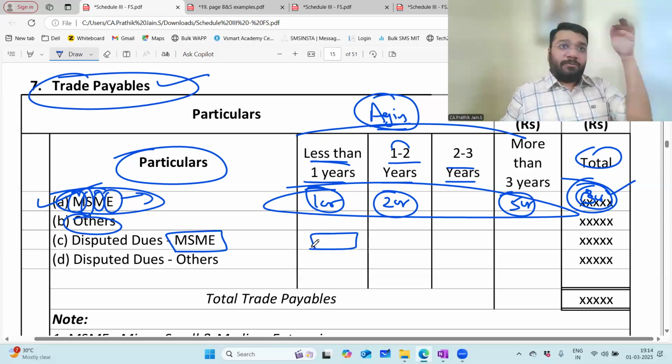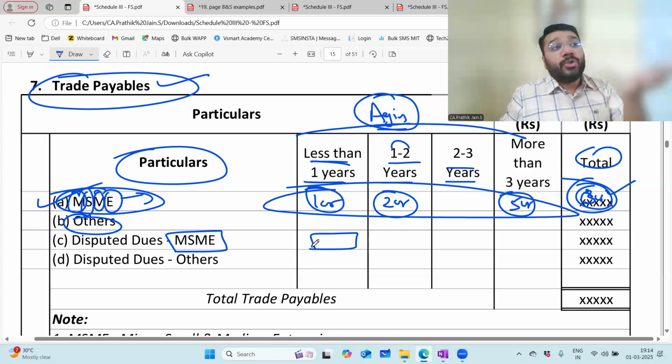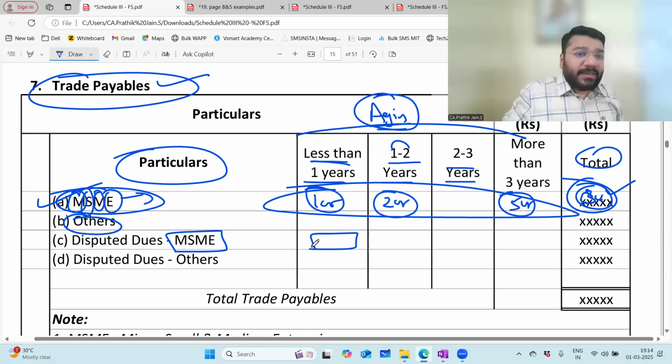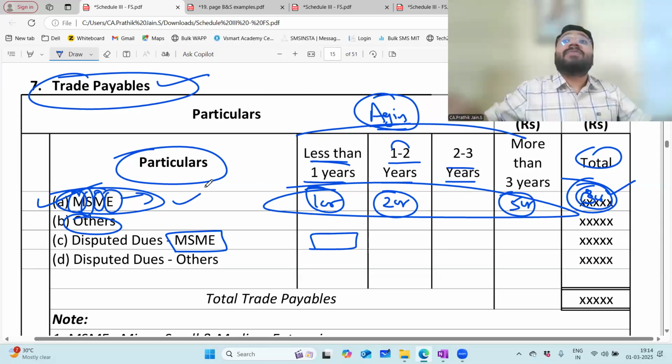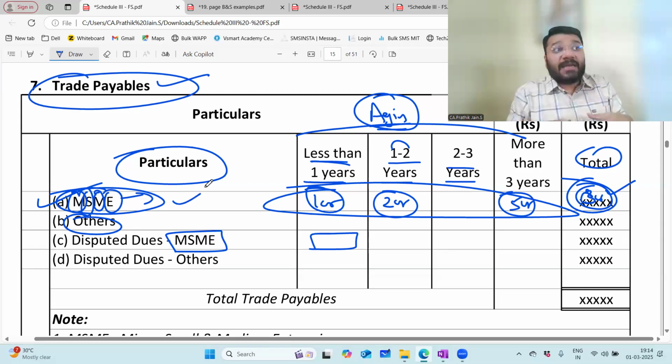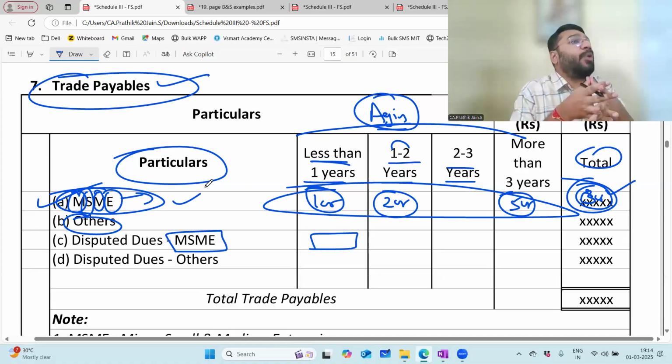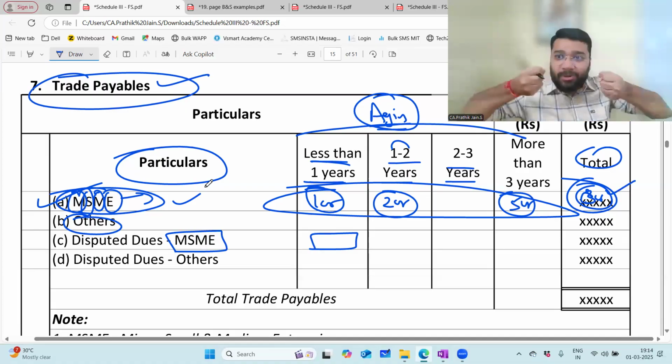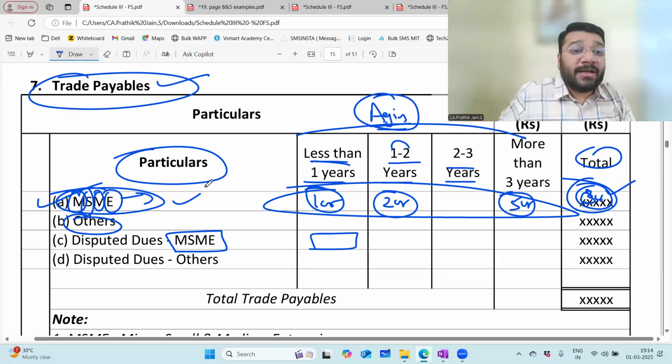If there is any amount that you have to pay, but there is no dispute, you did not pay because you did not have money, there is no case also, then go into point number A. But if it is disputed, meaning you are asking one amount, the opposite person is saying some other amount, there's a fight going on between both parties, and the amount is withheld, then that will come under which section?